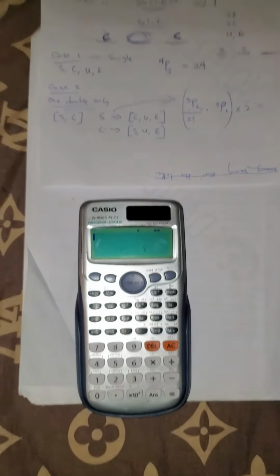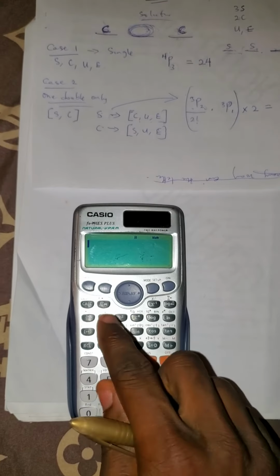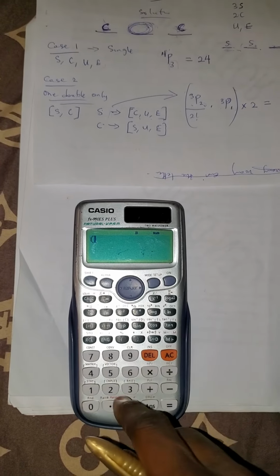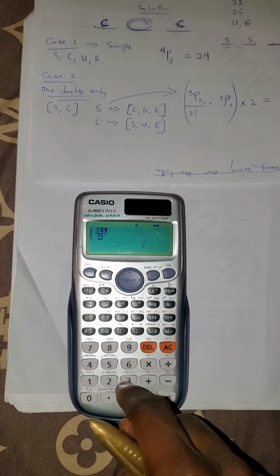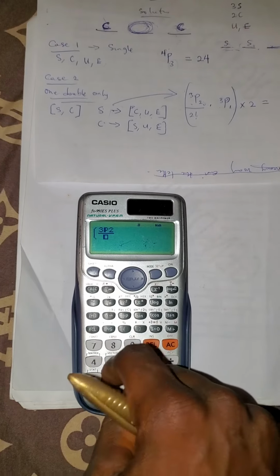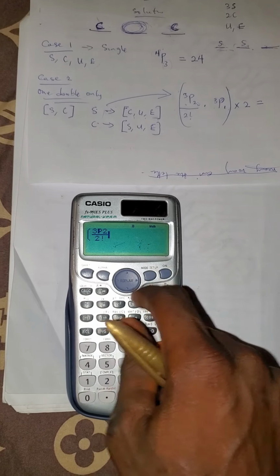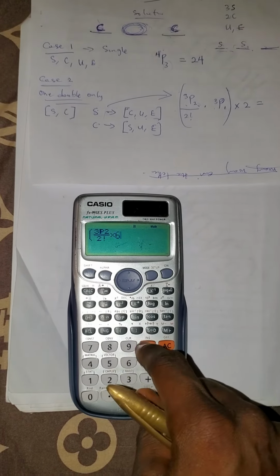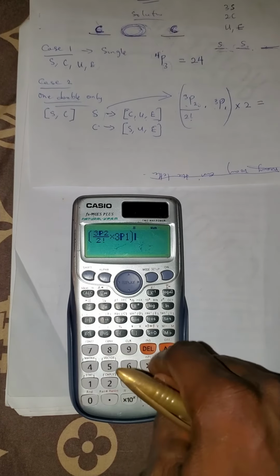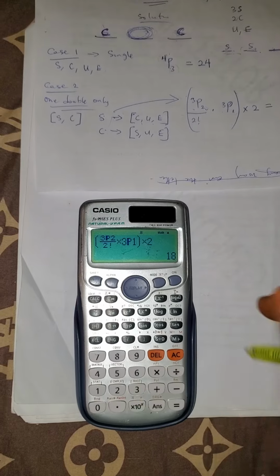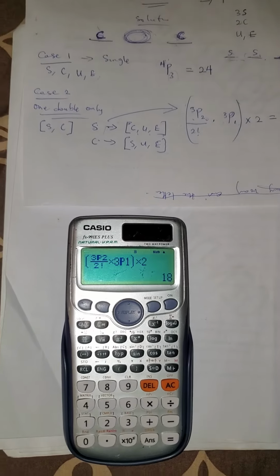Now, when we press this, press the bracket of fraction button 3 permutation 2 over 2 factorial multiply by 3 permutation 1 multiply by 2. We have this to be 18.